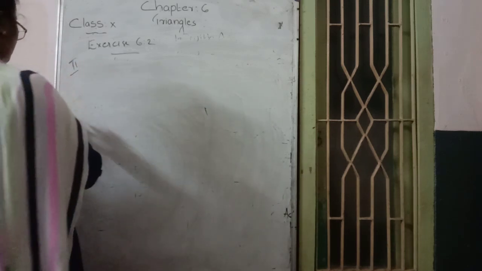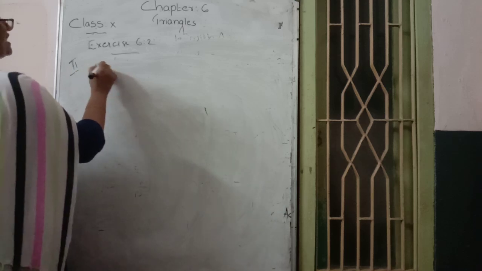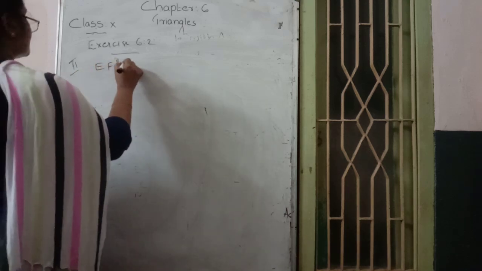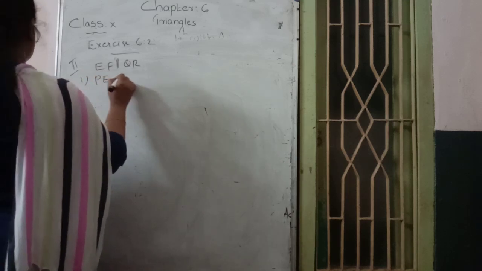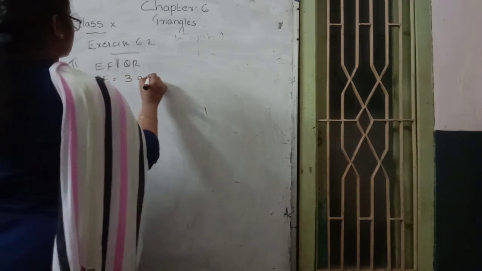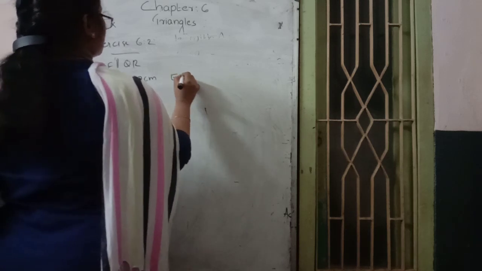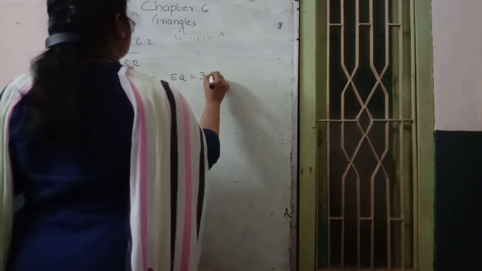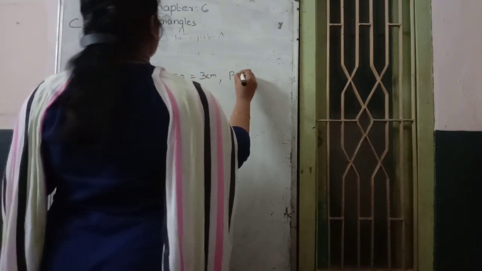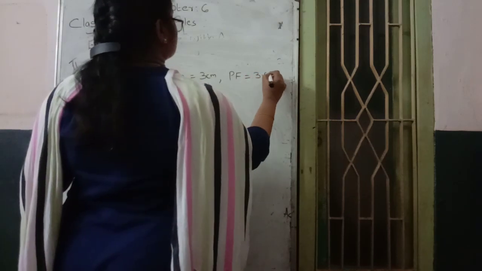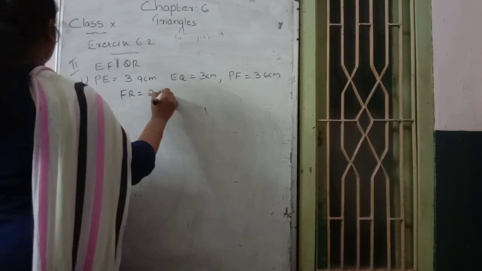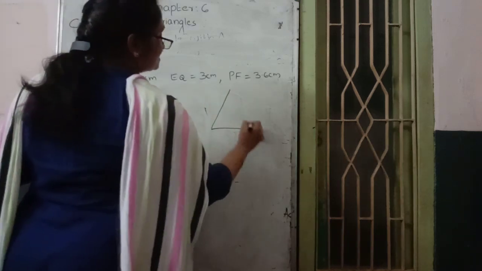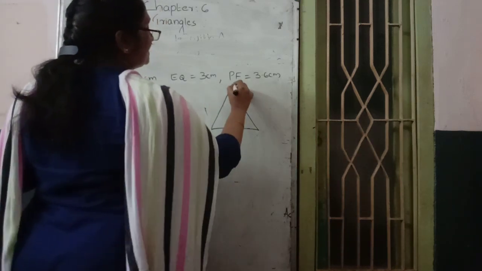E and F are points on the sides of a triangle. We want to prove EF is parallel to QR. Then values are given. PE value is 3.9 centimeter. Then EQ value is given as 3 centimeter, PF value is given as 3.6 centimeter, and FR value is given as 2.4, and the diagram is how to draw PQR triangle is given.